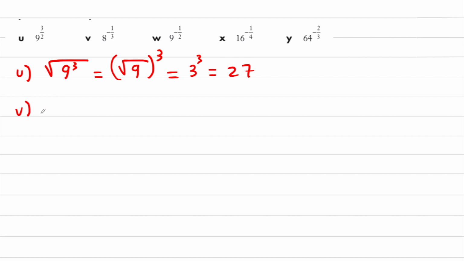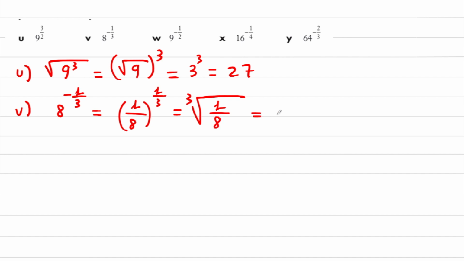Question V, I have a -1 over 3 power, so we have a problem with negative fractional indices. The first step, I have to convert this to positive indices first, and then you've got the cube root of 1 over 8. Separate this cube root for the numerator and the cube root for the denominator. Here is 1 and here is 2, because the cube root of 8 is 2.